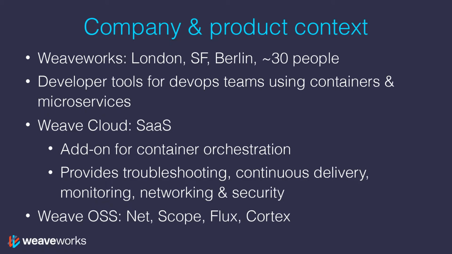Our products and tools come in two flavors. There's Weave Cloud, which is delivered as software as a service, which is really an add-on for open source container orchestration for people using Docker. And it provides troubleshooting, continuous delivery, monitoring, networking, and security. The way it does that is by wrapping up all of the different open source pieces that we also develop. Everything we do is open source, and so there are 4 open source projects that correspond with those pieces: Net, Scope, Flux, and Cortex.